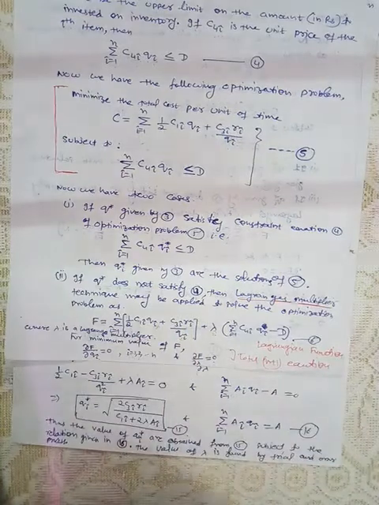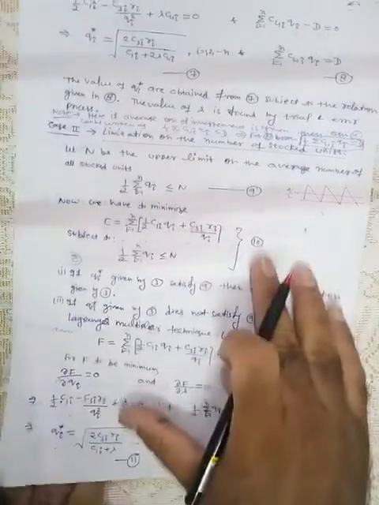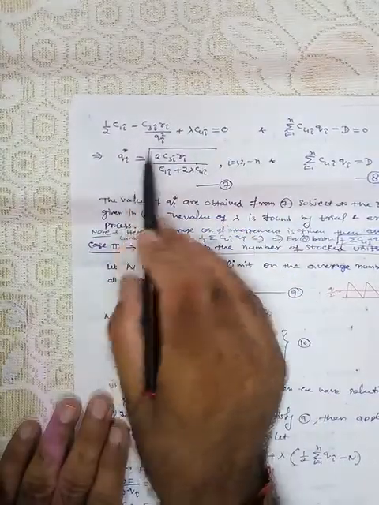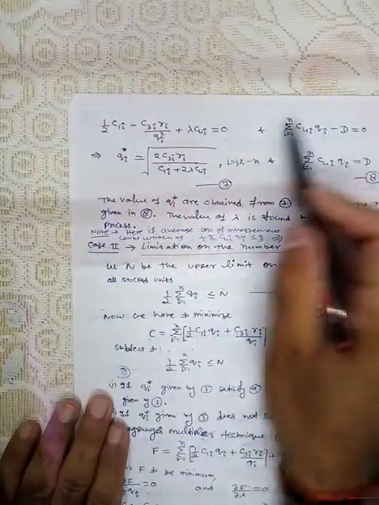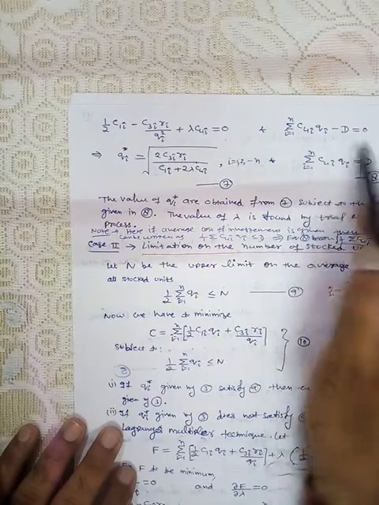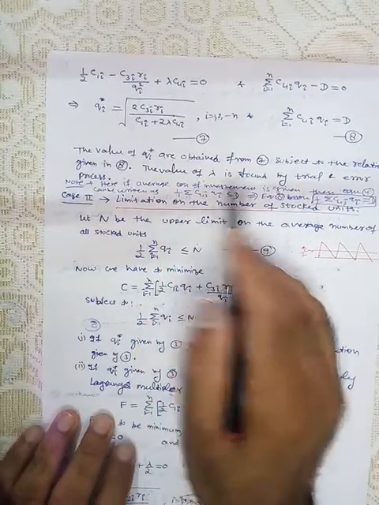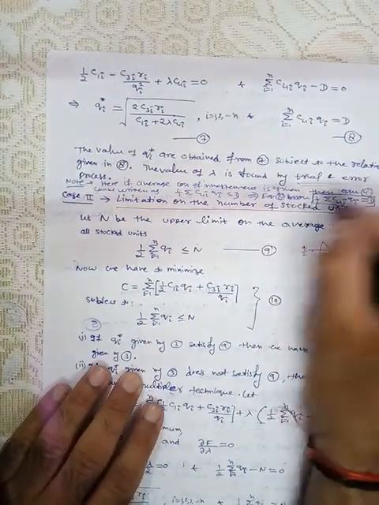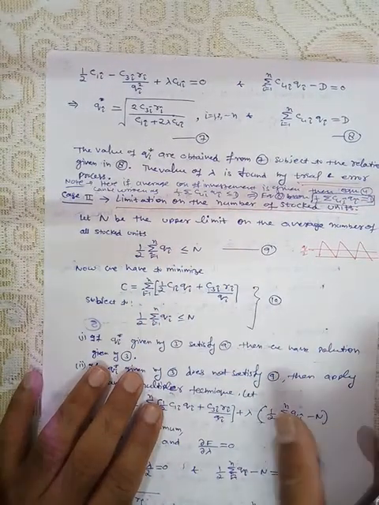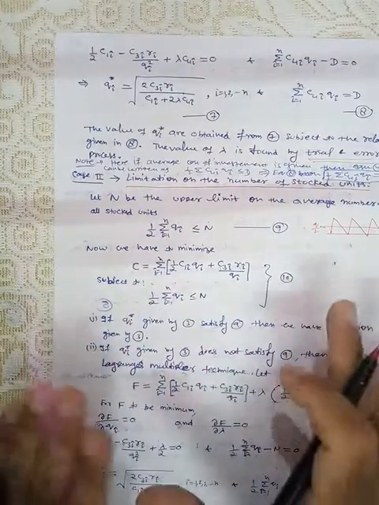To solve these equations we will get the solution. After partially differentiating with respect to Qi we get this equation, and with respect to lambda we get this. So solve these equations and get the solution. This is done with the help of the hit and trial procedure, and we will discuss this later in an example. So this was the procedure.